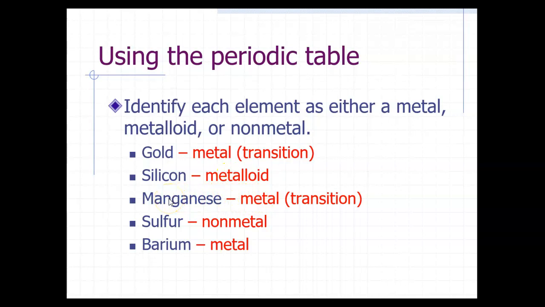Manganese, careful not to confuse it with magnesium. Manganese is a transition metal. It's right in the middle of the periodic table in period 4. Sulfur is a nonmetal. It's on the right-hand side. And then barium, which is on the far left-hand side toward the bottom in group 2, is a metal.